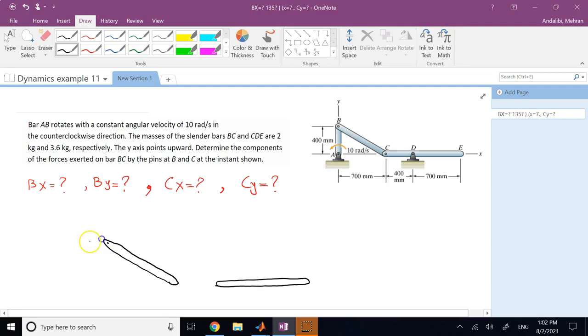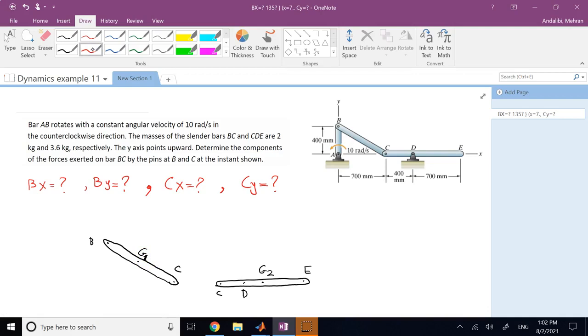So here, this is point B, this is point C. I call the center of this one point G or G1. And then I have point C here, and then the pin point D, and the endpoint E, and the centroid here at the center, I can call it G2. So G1 and G2 are the centroids for these two members. Good.